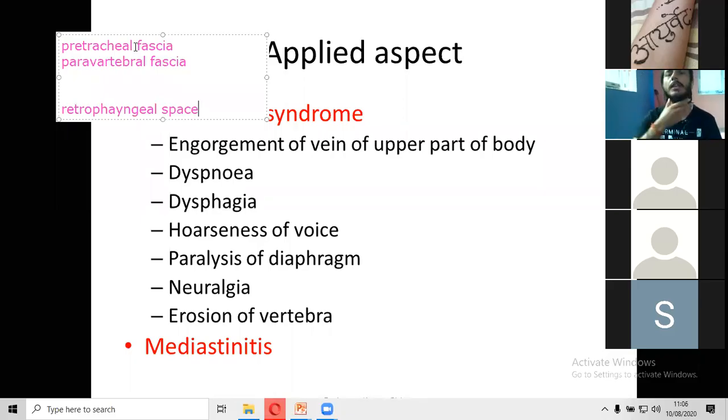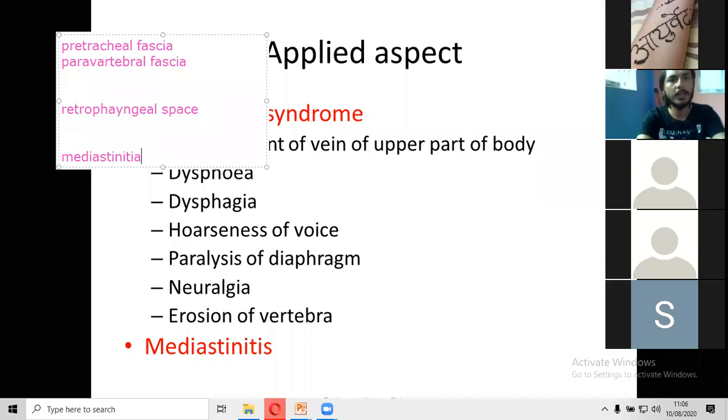So if any infection is in the neck region, and if communication is there, this may descend. No? This infection may migrate to the mediastinum. So it may lead to mediastinitis. So this is the inflammation of the mediastinum. Okay, are you getting?